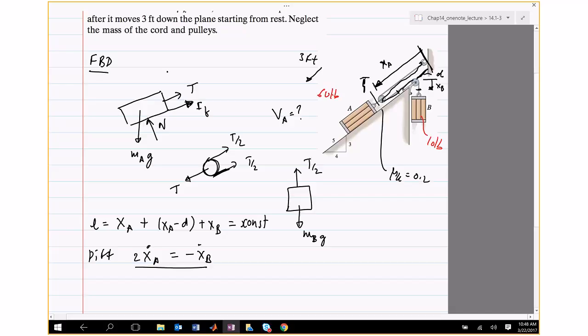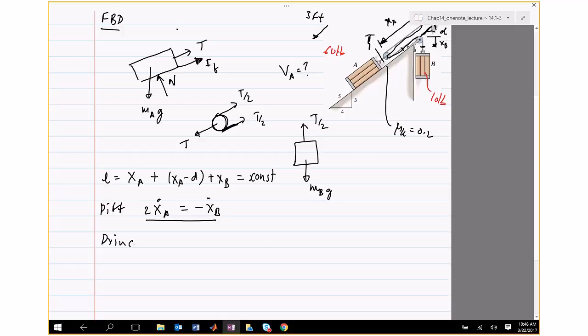Okay, I'm out of time. The only thing which is left is I need to write the principle of work and energy. If you can give me 2 minutes, I can finish this. If you want to leave, then I can stop right now and post this. You want to just do it? Okay, so give me 2 minutes.